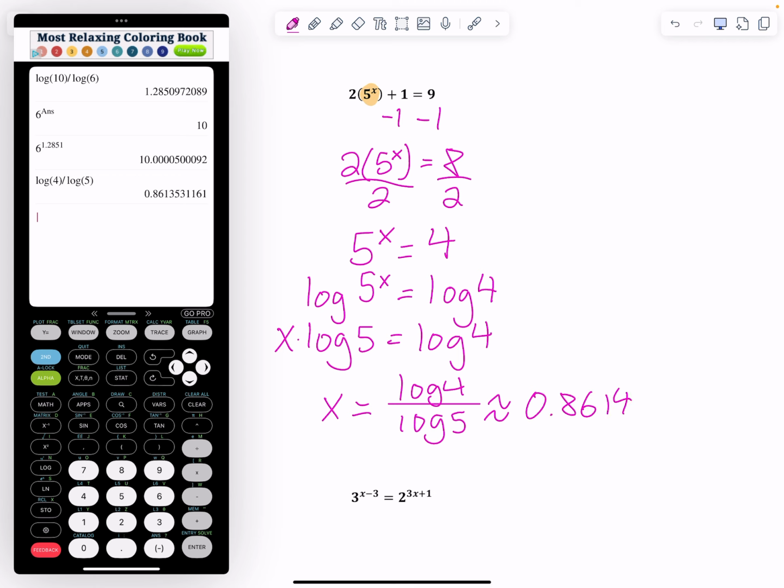0.8614. Usually what I do at this point is I check. So I can plug this all in at once. 2 times 5 to the power, and I'm just going to use my answer. And then close my parentheses. Not there, though. I got to go down. Plus 1. And I expect this to be a 9. We're good.